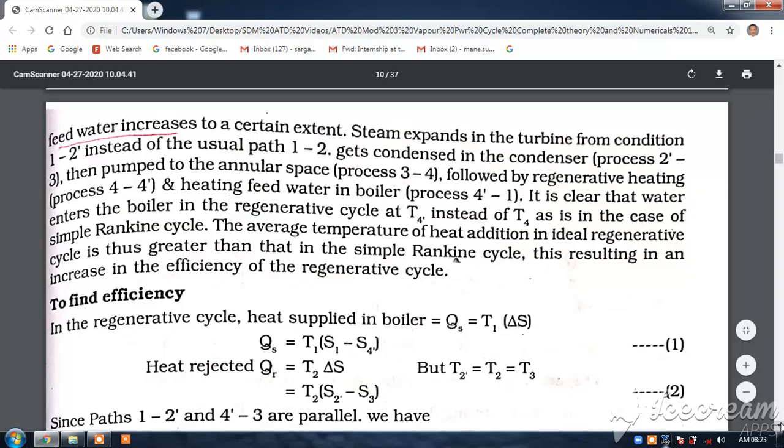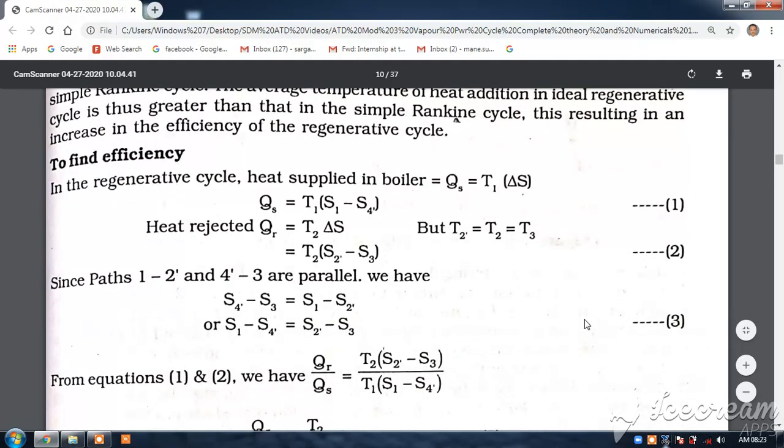Now to find out the efficiency, it is very simple. See here, in the regenerative cycle, heat added Qs is equal to T1 into delta S. Delta S is entropy S1 minus S4 dash. Similarly, heat rejected is T2 into delta S. Delta S here is S2 dash minus S3. We will now show that S1 minus S4 dash and S2 dash minus S3 are equal.